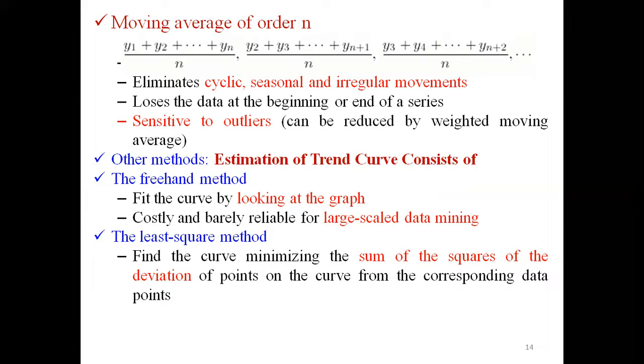That's called an outlier. Some of the other methods for estimating the trend curve: what are the methods here? Freehand method. The other one is the least square method. Here, what is freehand? That means not giving any information. I'm telling you something about the freehand only. Simple information: fit the curve by looking at the graph. But it is costly and barely reliable for large scale data mining.